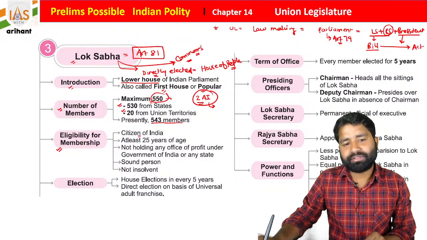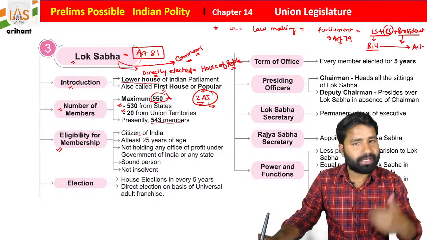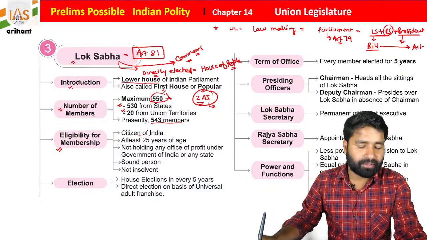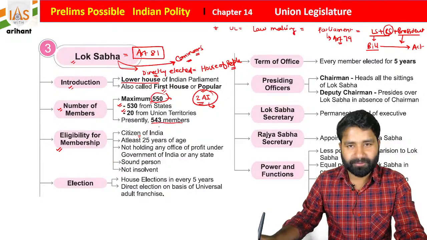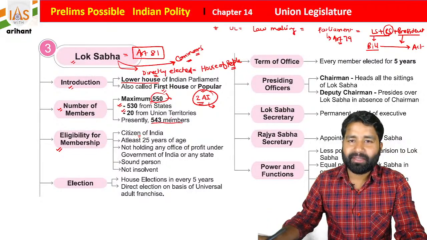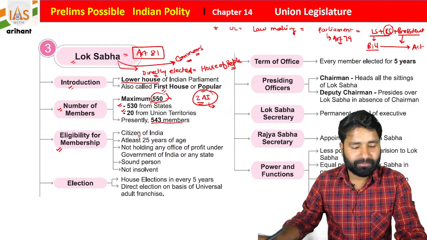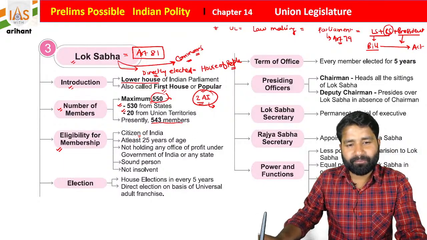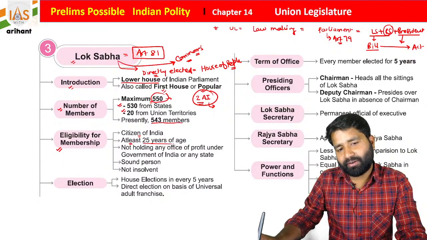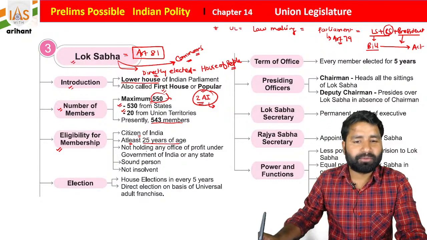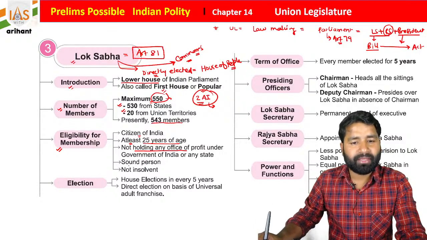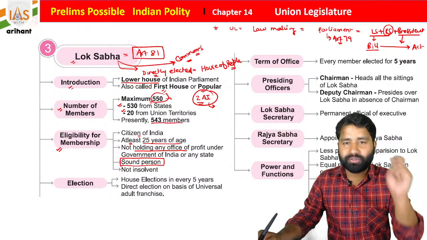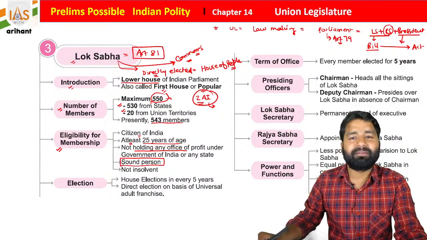Anyone who is a citizen of India can participate in the Lok Sabha election, which is going to be held in the April, May and June months. Take the 16th and 17th Lok Sabha elections as examples. At least 25 years of age is required to be a member of Lok Sabha, and the person must not hold any office of profit under the Government of India or any state. He must be of sound mind, he must not be a mad person.